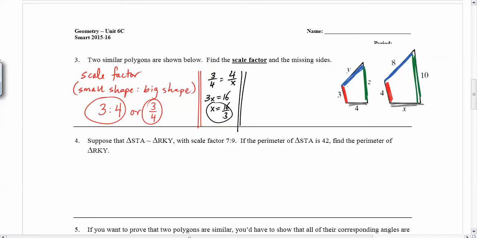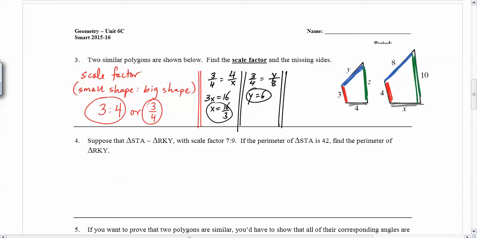If I do the y's, I'll do the little red over big red again, 3 over 4, equals little blue y over big blue 8. And you can cross multiply if you want, but you can also, if you see this trick with a proportion, to get from 4 to 8 you have to double it. So to get from 3 to y, you have to double 3. So y ends up being 6.